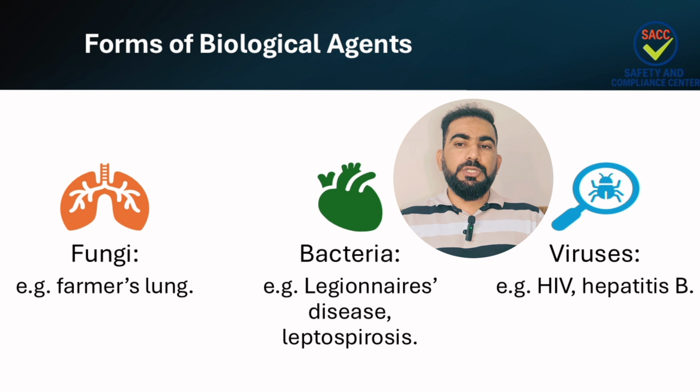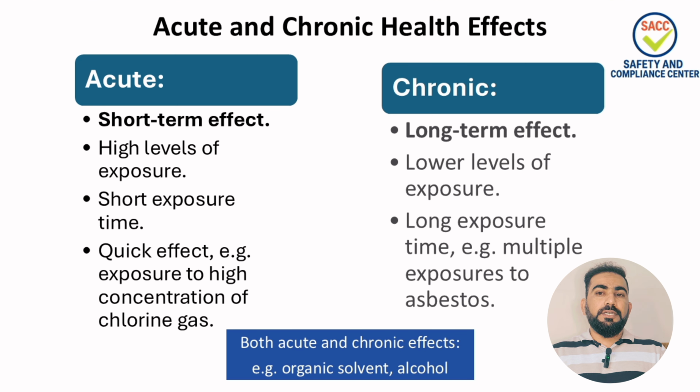Viruses, examples include HIV and hepatitis B, which can spread through blood and other bodily fluids. Each of these can be a serious health risk, especially in certain workplaces like healthcare facilities, agriculture facilities, and waste management facilities. The risk generally falls into two main categories: acute and chronic effects. The acute effects happen quickly. They usually result from high levels of exposure over a shorter period of time. For example, breathing in a high concentration of chlorine gas can cause immediate breathing problems or irritation.